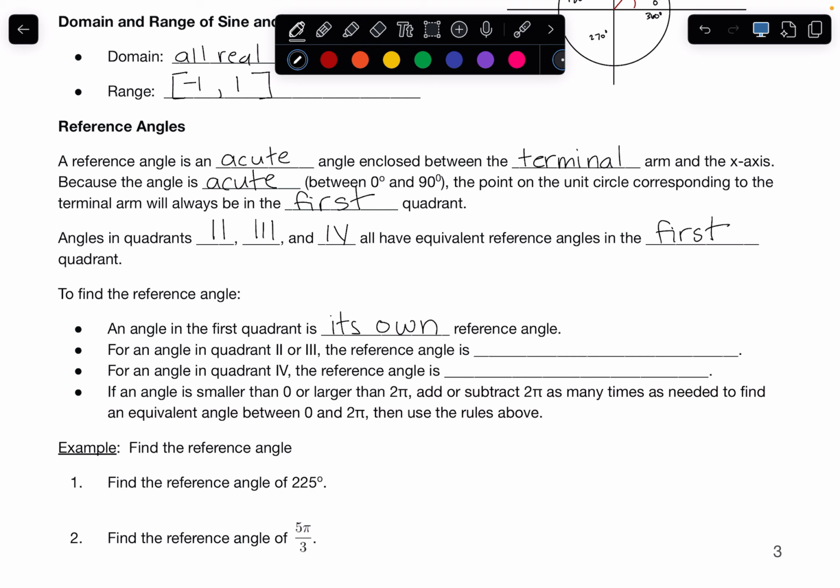So if the angle I'm looking at is 45, that's its own reference angle. It's already between 0 and 90 and in the first quadrant. So some of our angles, I don't have to do any thinking. It just is its own answer.